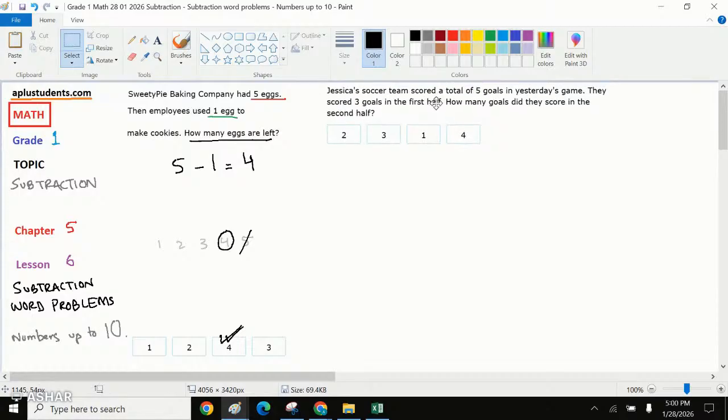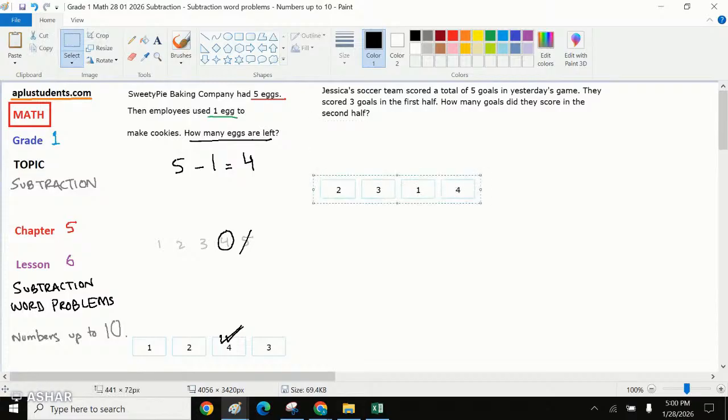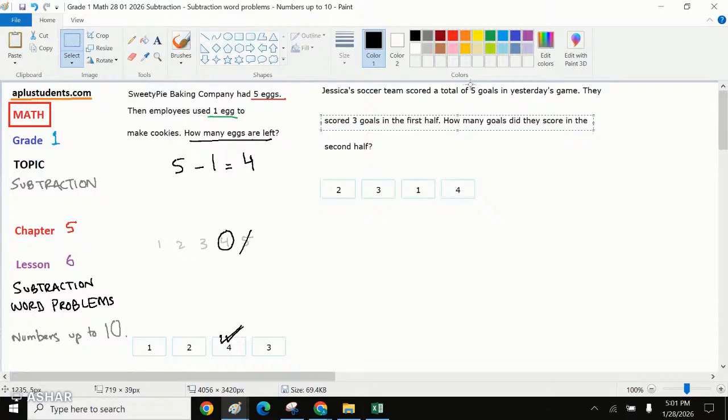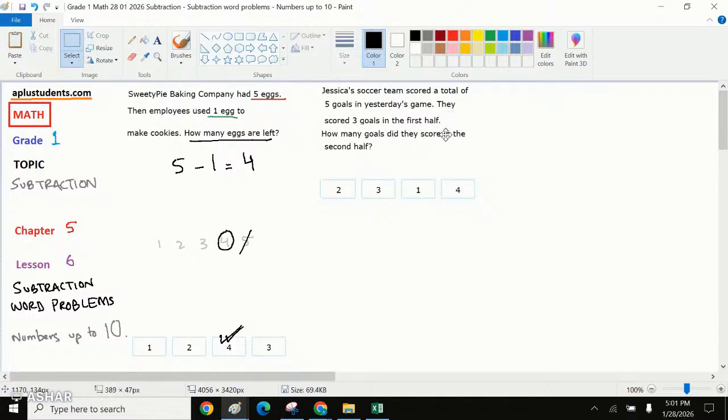So the next question we have is this. Let's realign this for our convenience. This is grade 1. For question number 2, they are asking how many goals did they score in the second half? This is our question number 2. And this was question number 1.